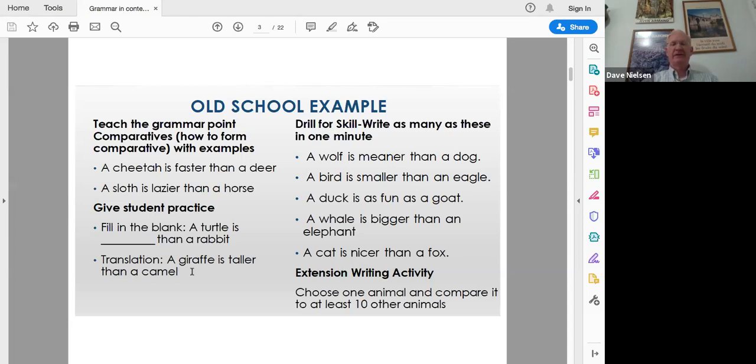And then after doing the drill for skill, you would give them an extension writing activity, such as choose one animal and compare it to at least 10 other animals in your writing activity. I'm not opposed to using some of these steps. It's just that we teach the grammar point in a context rather than isolation all by itself. You give them a setting or a background or some surrounding circumstances, and then have them identify some of the ways that the grammar is taught and how it's formed.